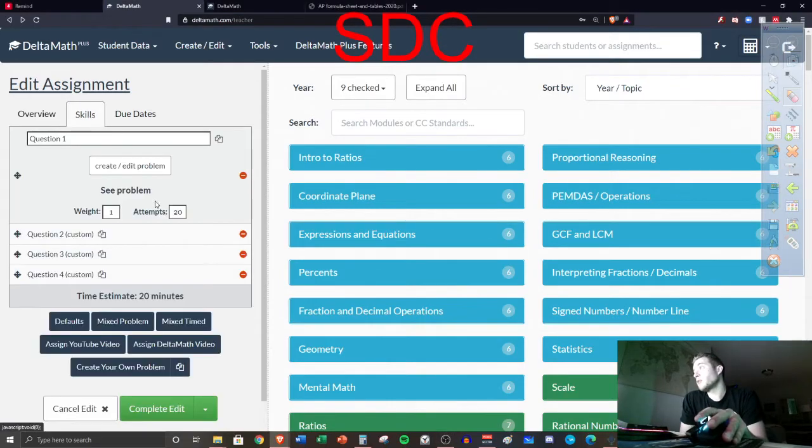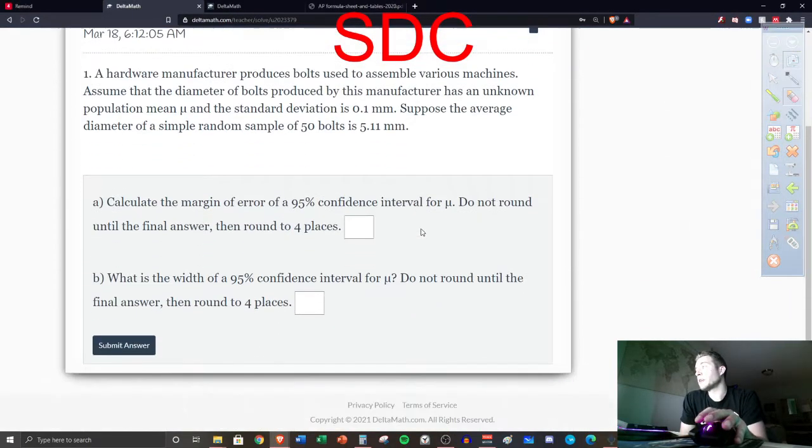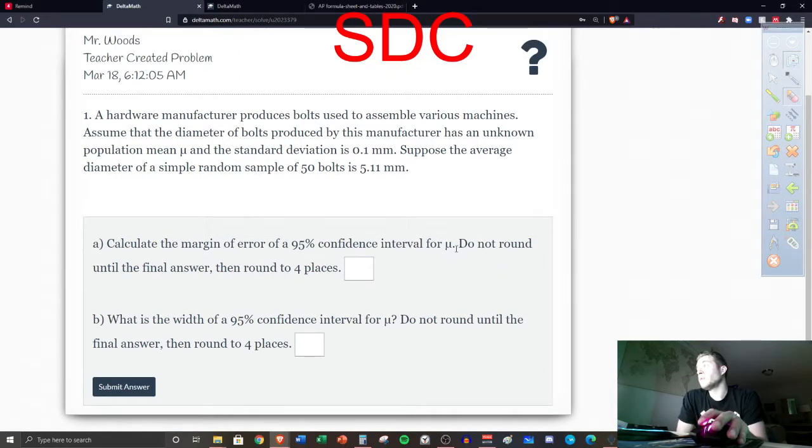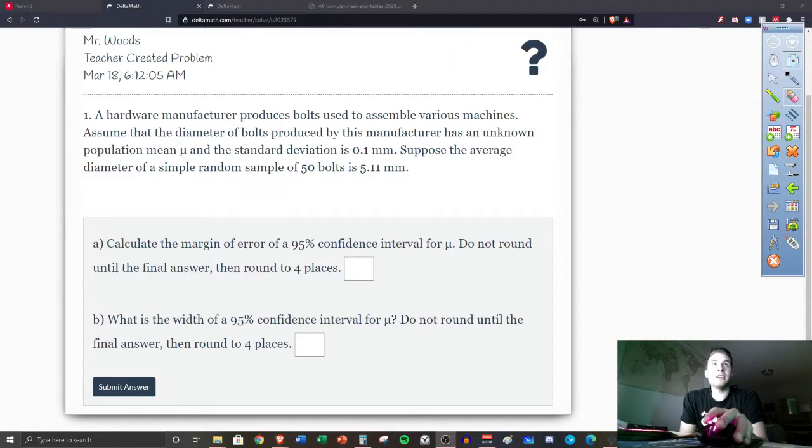We're going to worksheet 3, which I'm not sure that everybody's done that yet, but we're going to start here. A hardware manufacturer produces bolts to assemble various machines. Assume that the diameter of the bolts produced by this manufacturer has an unknown population mean mu, and the standard deviation is 0.1. Suppose the average diameter of a simple random sample of 50 bolts is 5.11. Okay, so I'm actually going to read the intro for each question with each class in each part, and then I'm going to do the solutions for each one.